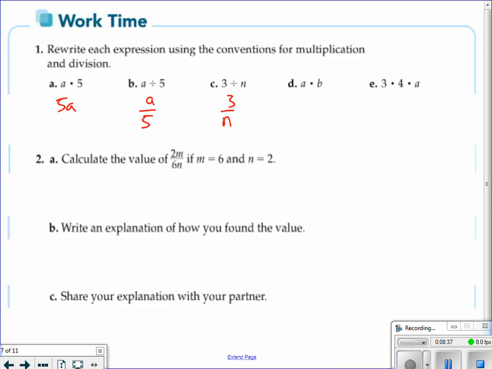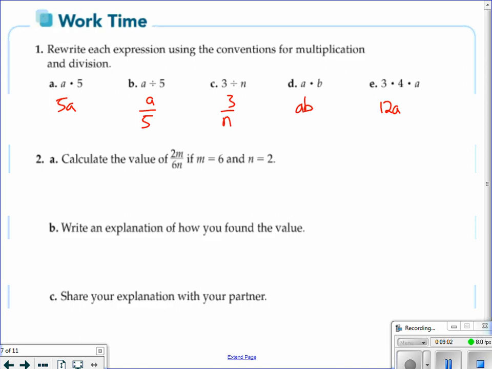For D, when we take a variable times another variable, we're not putting the symbol in between them. We're just writing them next to one another. Now letter E, a little bit trickier because we've got 3 times 4 there. Well, we know what 3 times 4 is. That's 12. And again, that would be 12 times A. We would just write the A next to the 12.